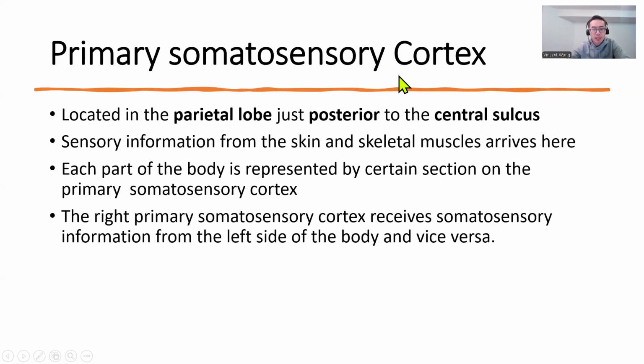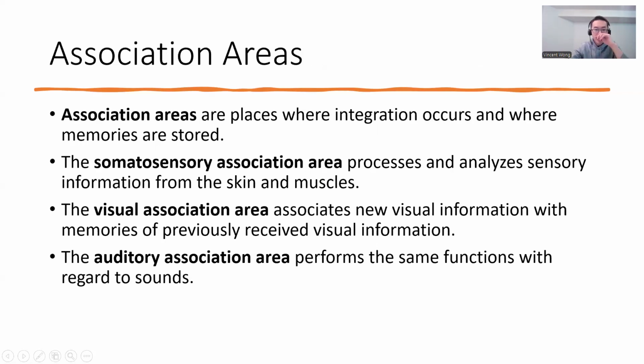The somatosensory cortex, which is behind the central sulcus, is located in the parietal lobe, and that is important for sensation from skin and from muscle. Just like the primary motor cortex, it's divided into different zones, and it's also receiving information from the other half of the body. Now, within each lobe, there are these association areas, which is where the integration and memories are kind of stored.